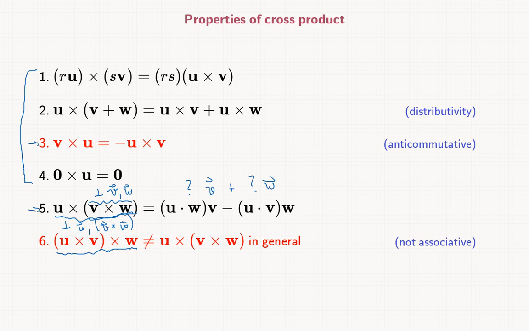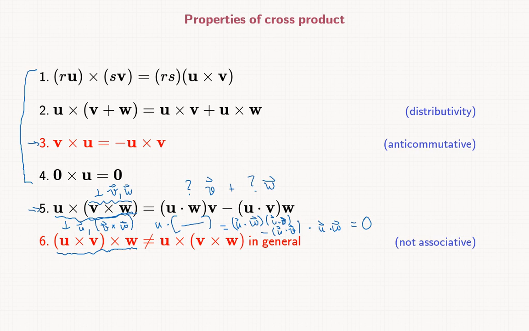So if we dot the right-hand side with u, that'll give us u dot w times u dot v minus u dot v times u dot w. And so it's equal to 0. So that's the explanation for this formula.